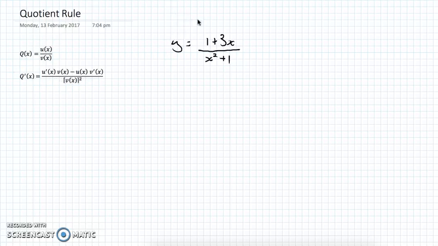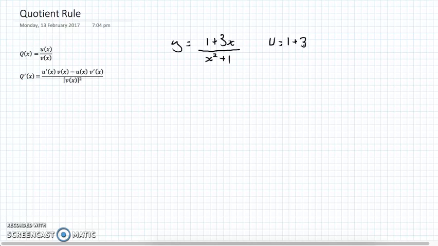So I've got a function here, y equals (1 plus 3x) over (x squared plus 1). So you've got one function divided by another function. Let's use the u and v's. Let's look at them over here, go, okay, so we have, let's write it out. u is equal to 1 plus 3x, and v being equal to x squared plus 1.